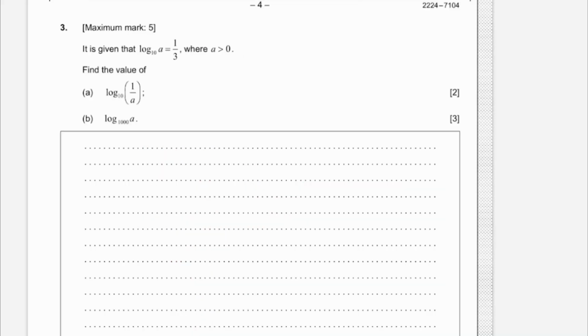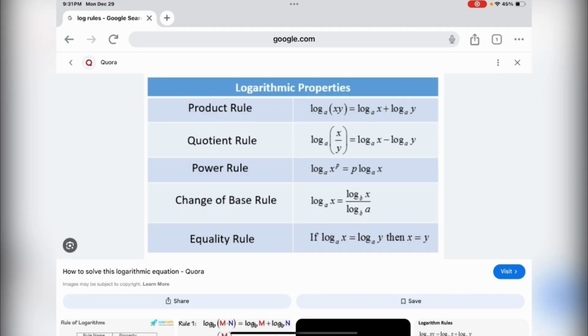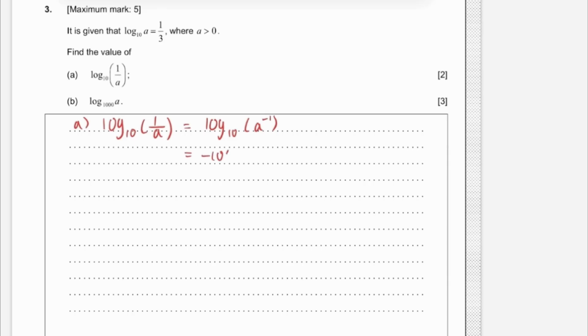Question 3a, we know that log base 10 of 1 over a is equal to log base 10 of a to the power of negative 1. By the power rule, this equates to negative log base 10 of a. And so we know what log base 10 of a is, and so we just substitute it, and we get that the value of the equation in A equates to -1/3.